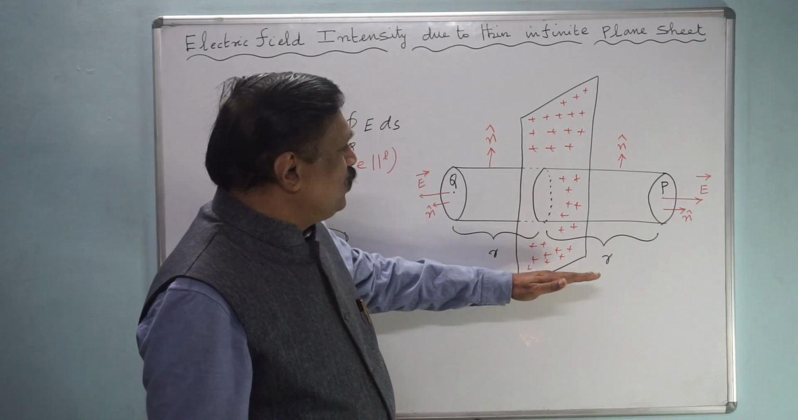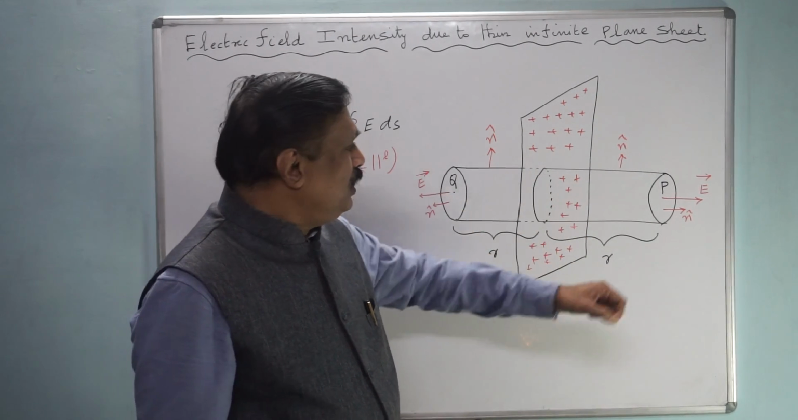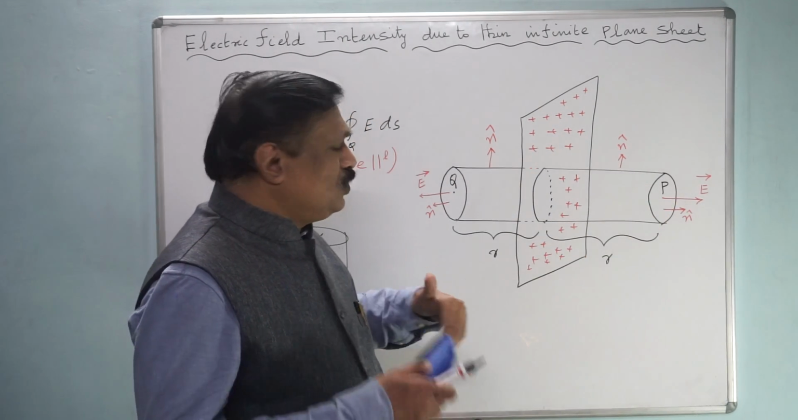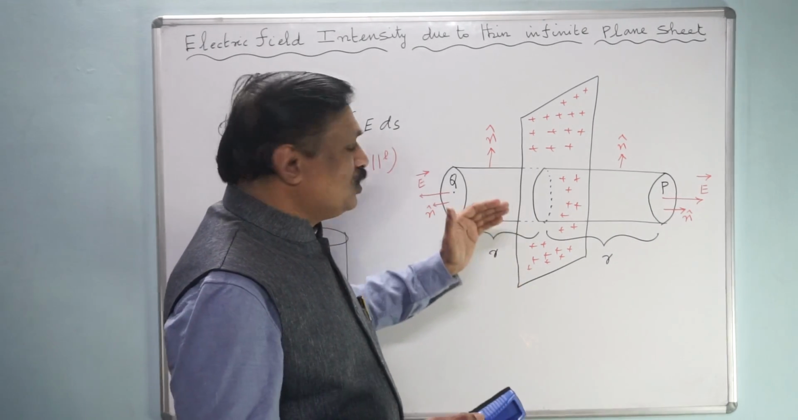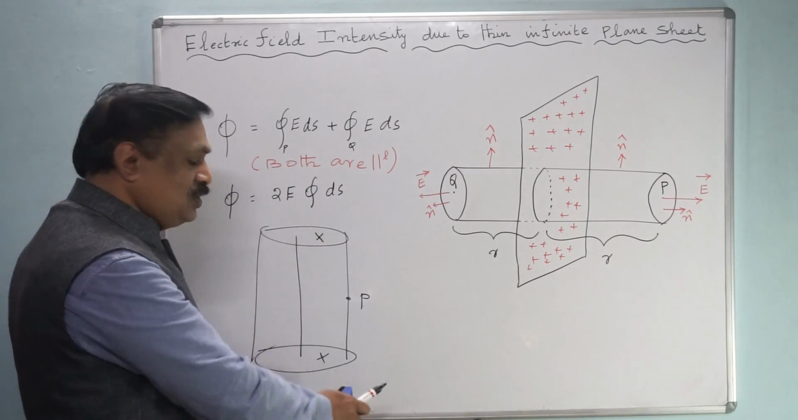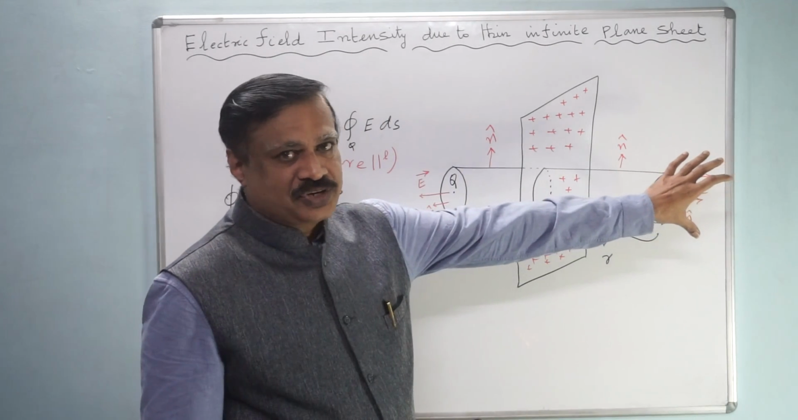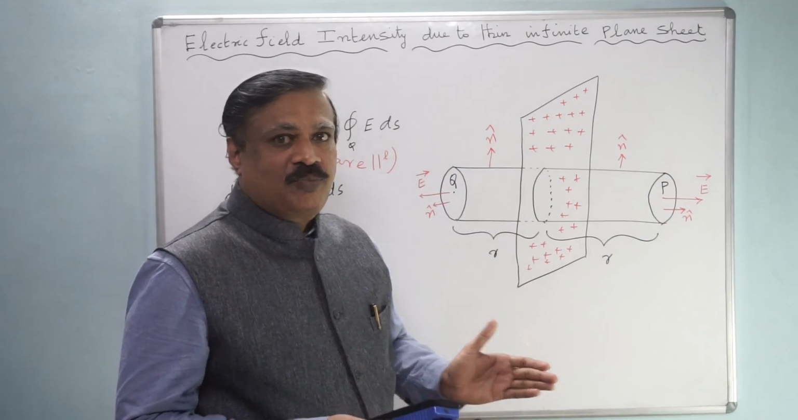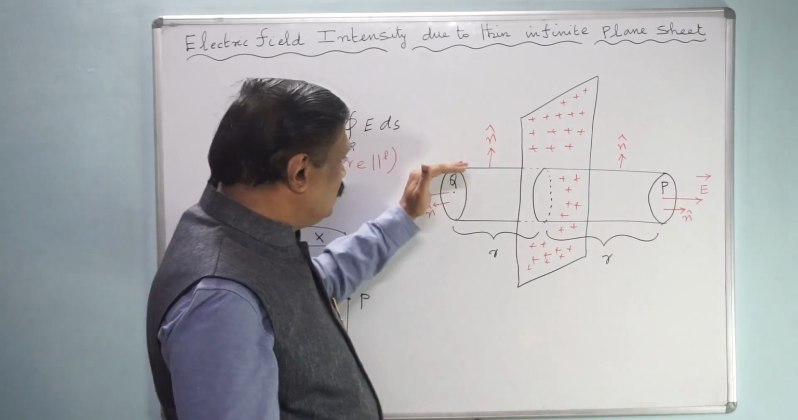Now what we are going to do is determine the electric field at one point P here. We have to imagine a Gaussian surface, a cylinder in this form. Here we have to imagine a cylinder in this direction, and it should be symmetric on both sides. Therefore we have to consider this surface and this surface.